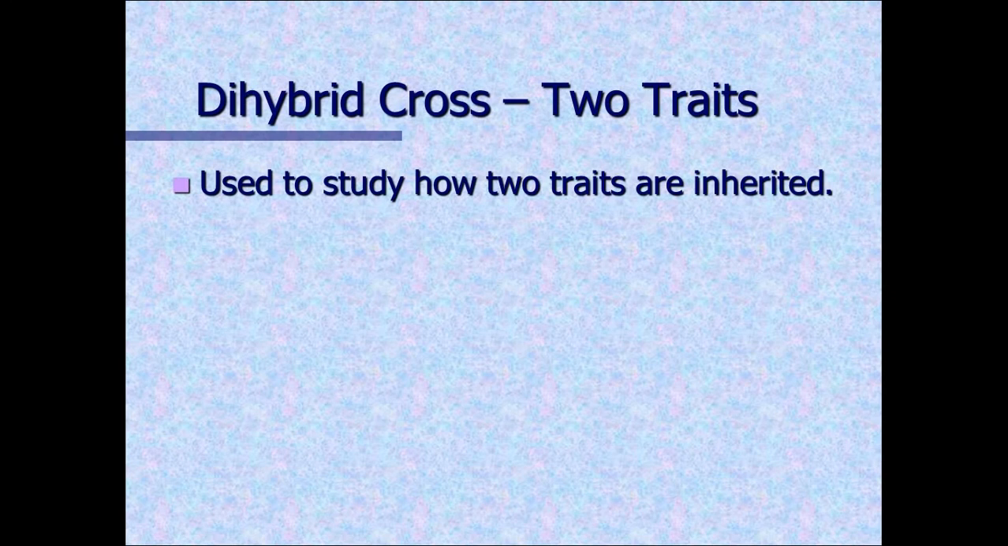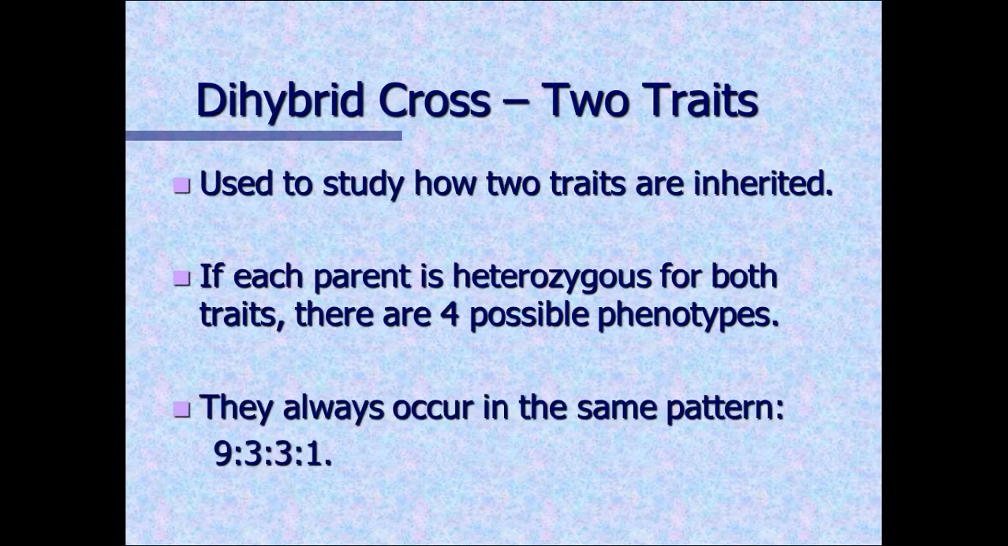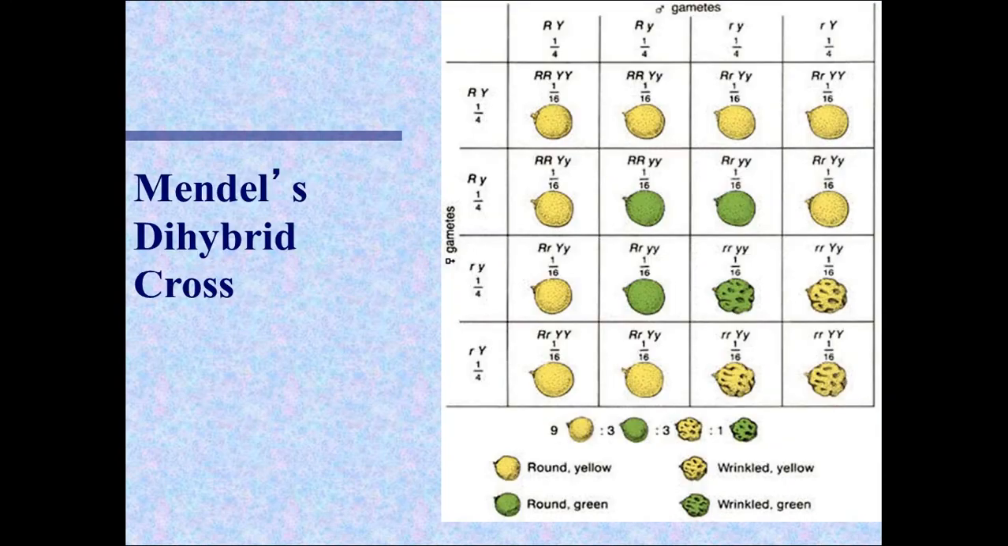You can use a dihybrid cross to predict how 2 traits are inherited. In this case, you'll have 16 squares to fill. If each parent is heterozygous for both traits, there will be 4 possible phenotypes. The pattern is always the same, 9-3-3-1. This is an example of Mendel's work with 2 heterozygous parents.